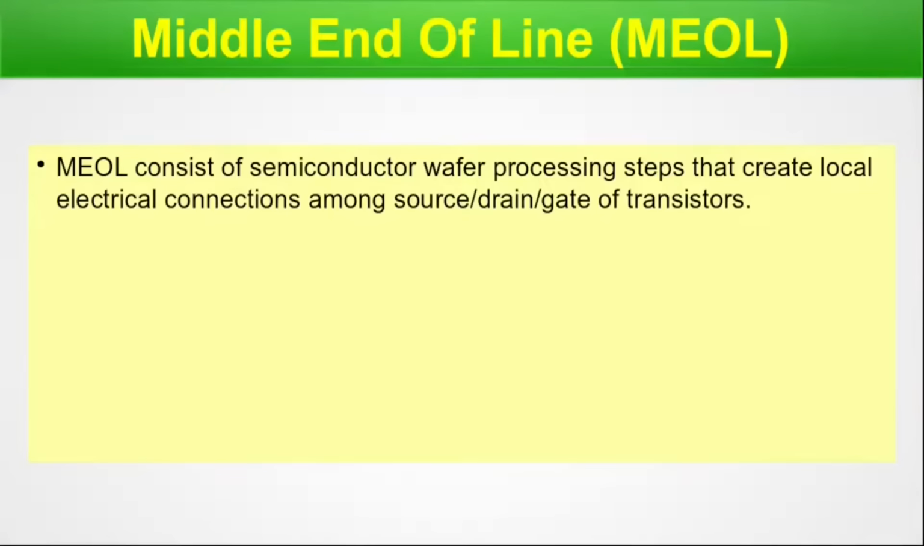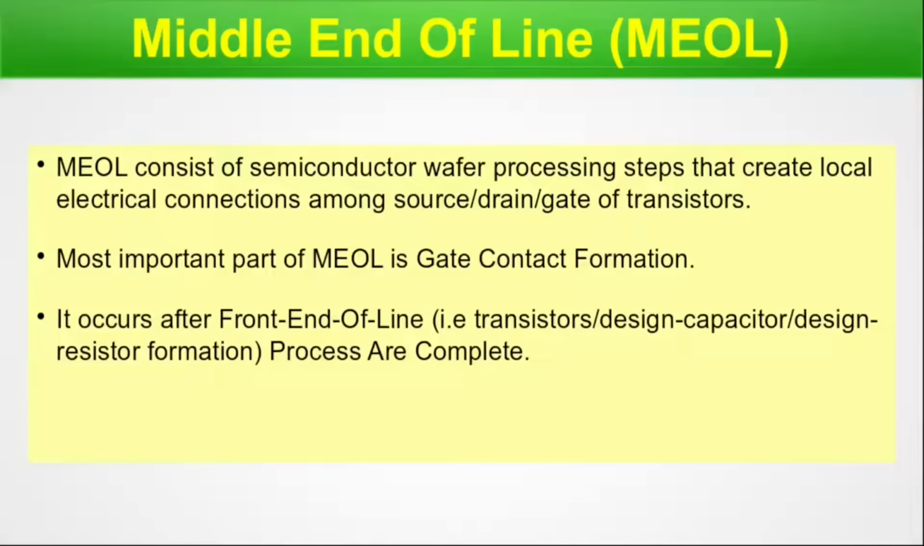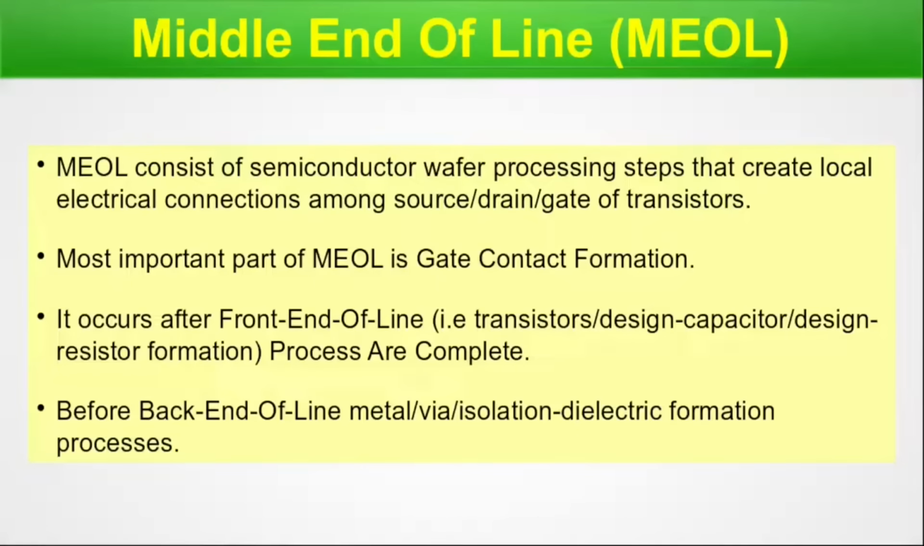Middle end of line, MEOL. MEOL consists of semiconductor wafer process steps that create local electrical connection among source, drain, gate of transistors. Most important part of the MEOL is the gate contact formation. It occurs after front end of line, that is the transistor, capacitor, resistor formation are complete, and before the back end of line, metal via or isolation dielectric formation process. It's in the middle. You can understand by its name. We are done with this particular slide. Let's move on.